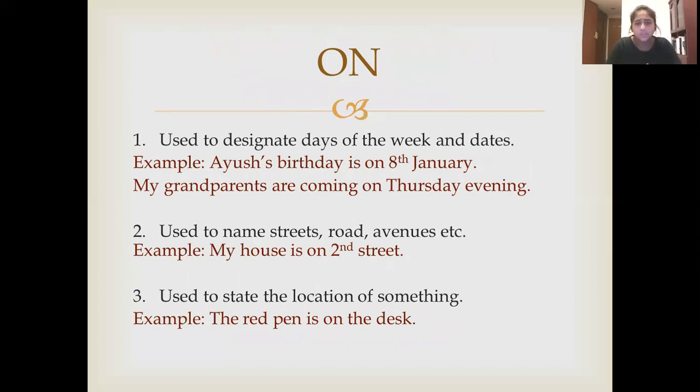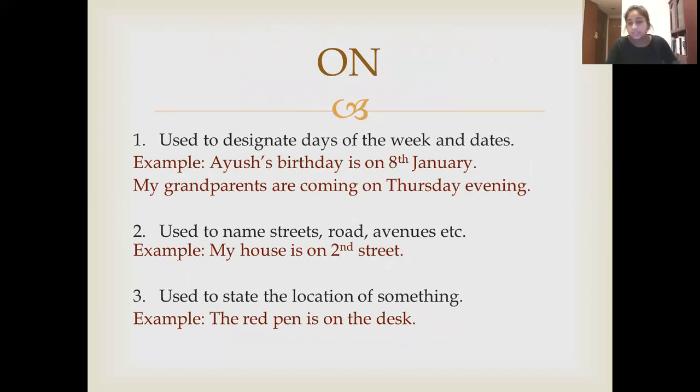First and most important use, it is used to designate days of the week or to designate dates. What do we mean by this? Let's see the example. Ayush's birthday is on 8th January. So we can see the date, that is 8th January, is being specified by the use of the preposition on. Similarly, my grandparents are coming on Thursday evening. So once again, the day of the week, Thursday, is specified by using on.